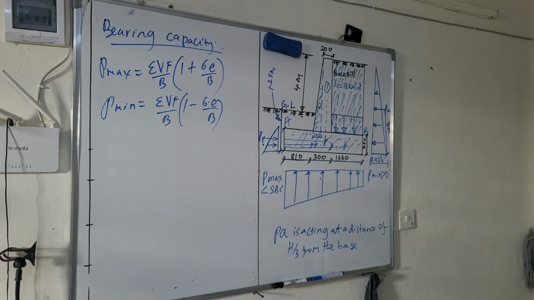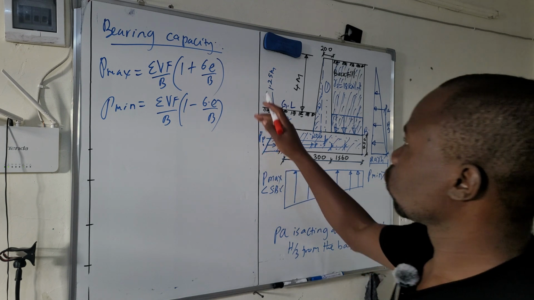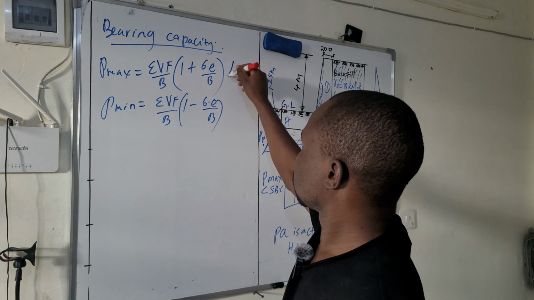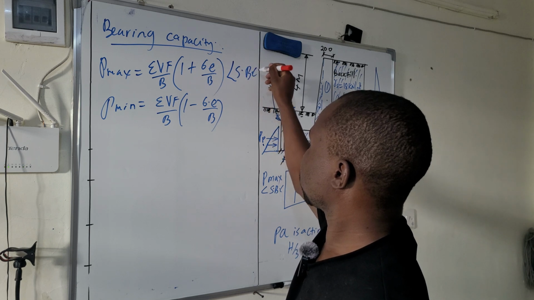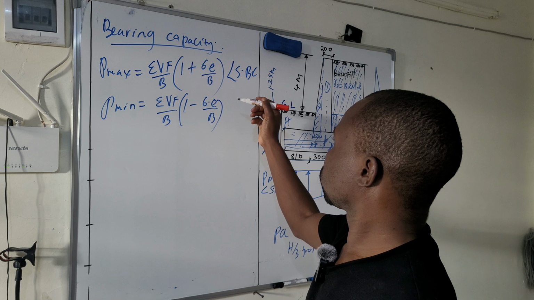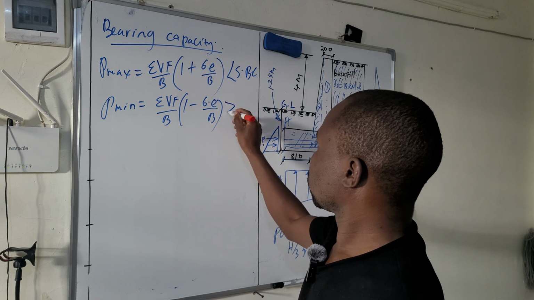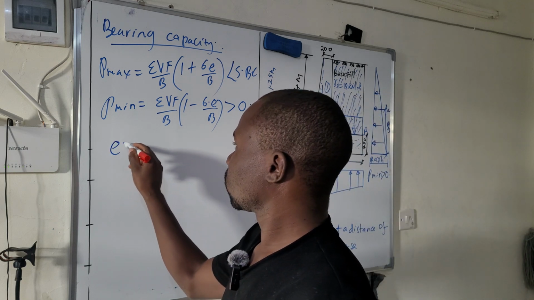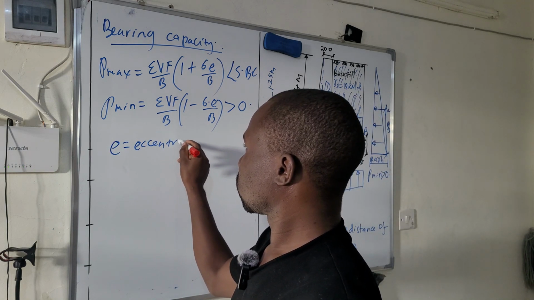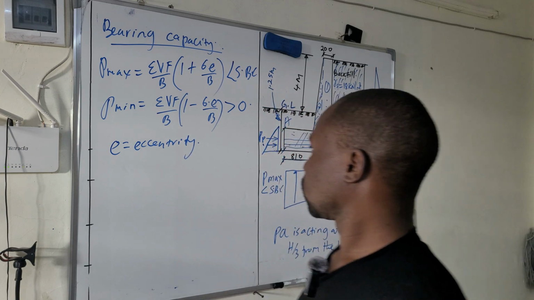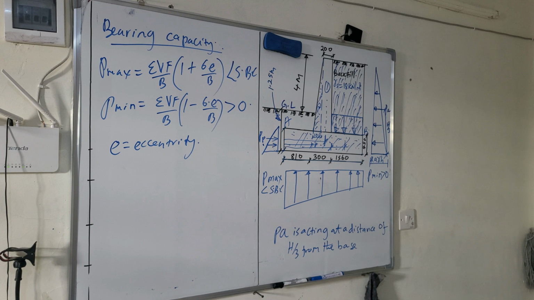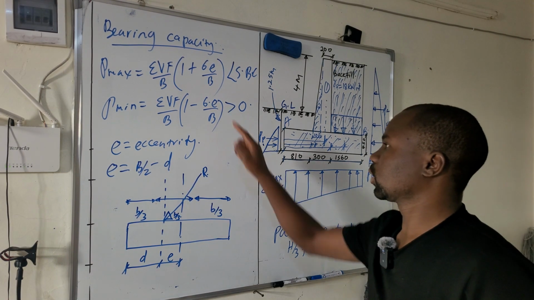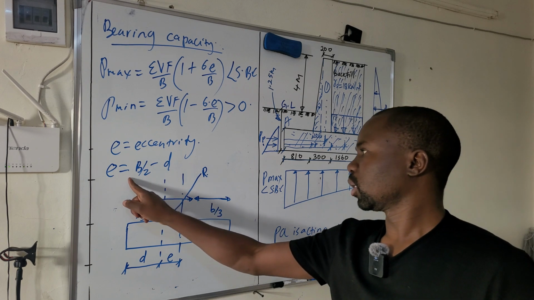So for it to be safe for the bearing capacity, this one should be less than the safe bearing capacity. And this one should be greater than 0. So let's check. And remember, our E is the eccentricity.